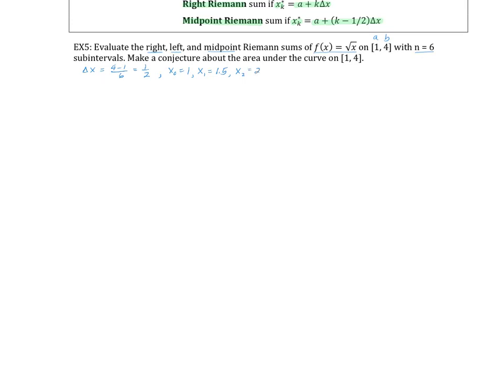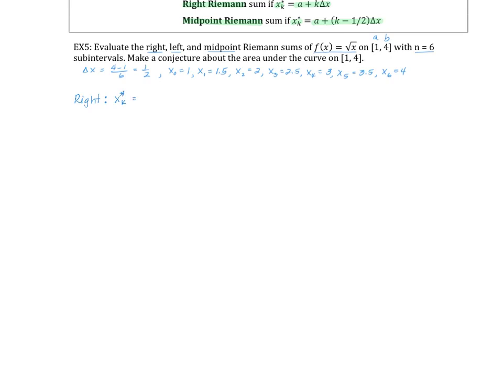So x sub 2 is 2. X sub 3 is going to be 2.5. X sub 4 is going to be 3. X sub 5 is going to be 3.5. And then our x sub 6, because we have 6 intervals, is going to be 4, which is our b value. So I have my delta x. I have all my grid points to figure out my right Riemann sum. I want to first figure out what this x sub k star is.